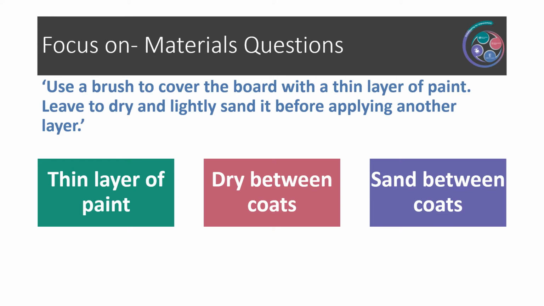Let's look at an example answer. Use a brush to cover the board with a thin layer of paint. Leave to dry and lightly sand it before applying another layer. This answer gets 3 marks. The first mark for saying there's a thin layer of paint, the second for saying it needs to dry between coats, and the third mark comes from sanding in between coats.